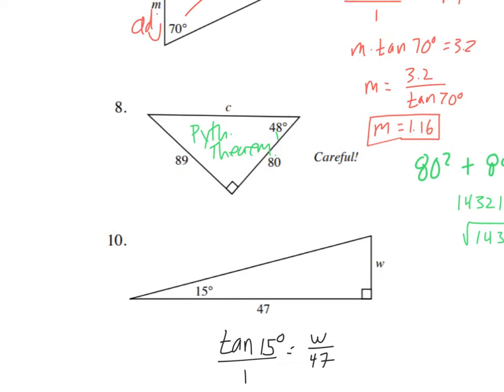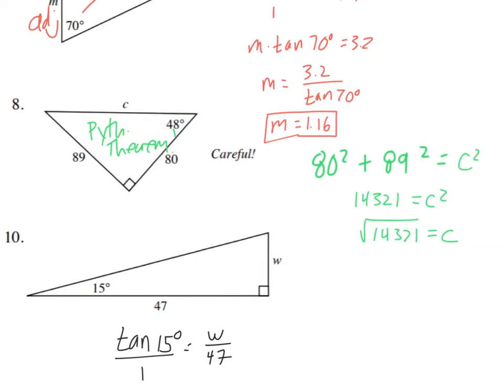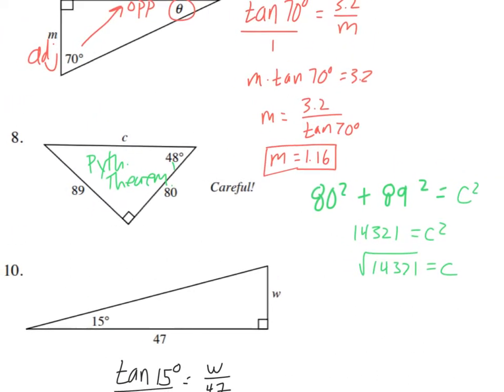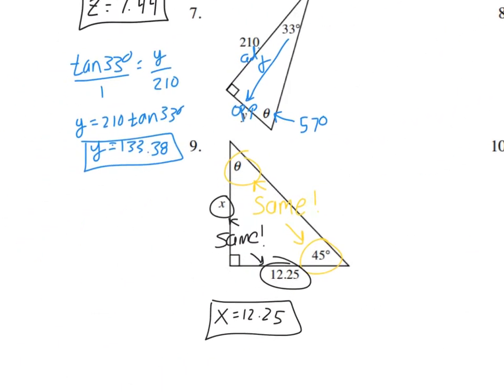On number 8, you actually don't have to use the tangent theorem or the tangent ratio in order to solve. In this case, you just have to use the Pythagorean theorem, which, remember, because I have two sides of a right triangle, I can do a squared plus b squared equals c squared. When I solved for c, I ended up getting roughly 119.67, or the square root of 14,321.